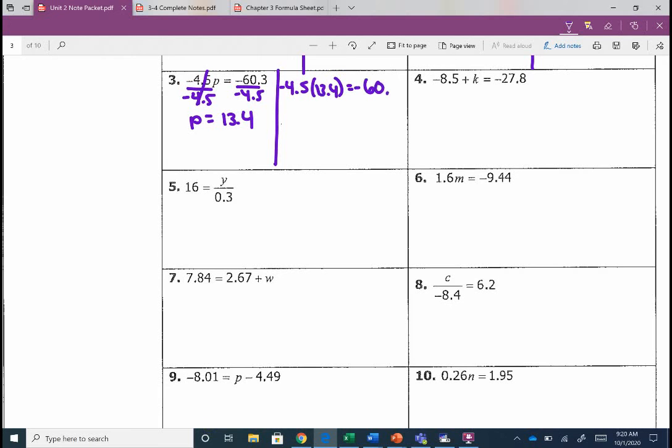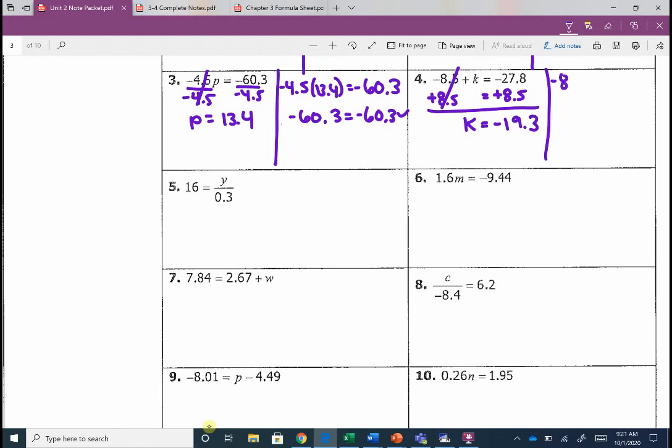For number 4, on the same side as k, our variable, we have negative 8.5. So the opposite or inverse of negative 8.5 will be positive. So we're going to add 8.5 to both sides. Negative 8.5, positive 8.5 gives me 0. So we have negative 27.8 plus 8.5. We get negative 19.3. We can put it in and check, we see that the left side equals the right side.